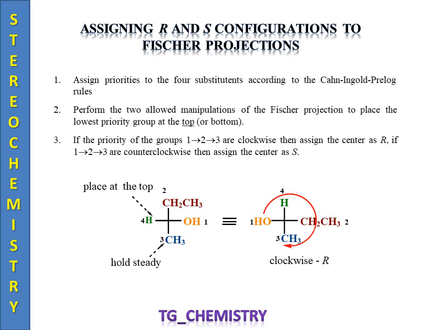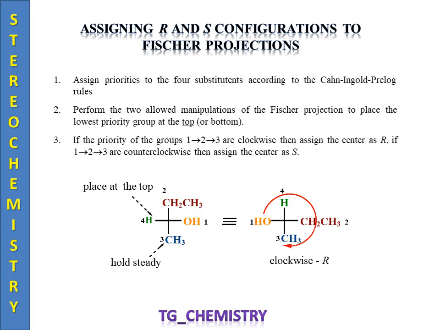This is very important. Third, if the priority of the groups going from 1, 2, 3 is clockwise, then assign the center as R. Mind you, we have kept the fourth priority group at the top or at the bottom, that means on the vertical line. Then only if the other priority groups 1, 2, 3 lead to a clockwise orientation, assign the center as R. If 1, 2, 3 are counterclockwise, then you need to assign the center as S.